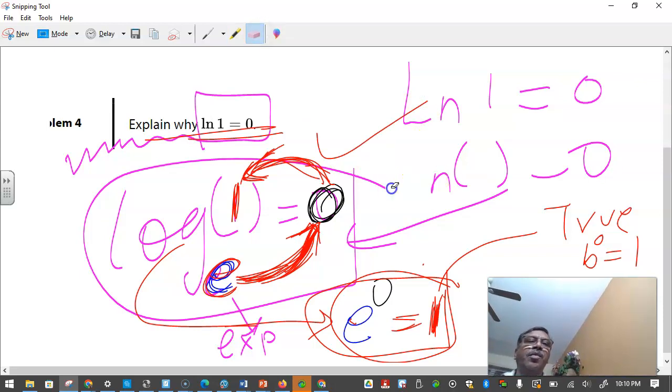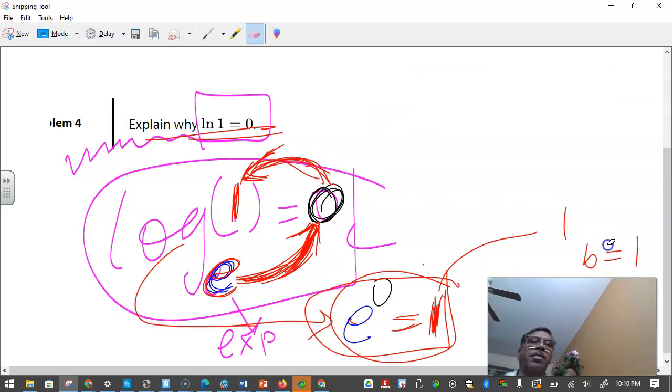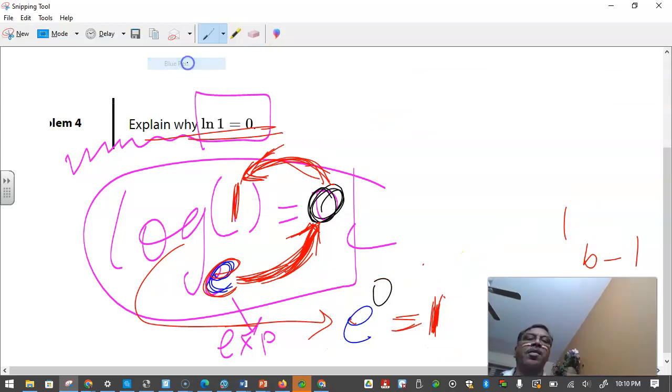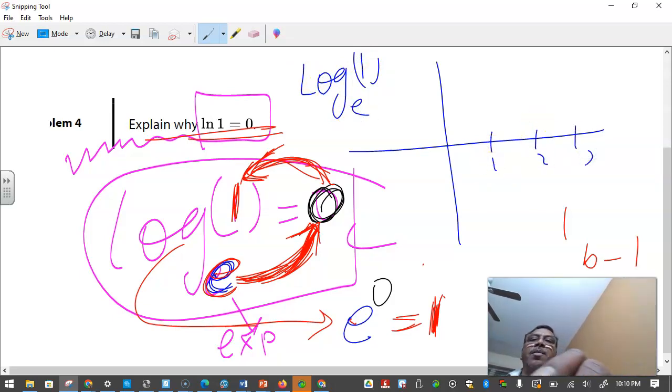One more thing I want to show is, if you want to graph the logarithm of 1 to the base e, this is 1, this is 2, and this is 3. It means at the point 1, it has to be like this. If the graph is like this, at 1 the value is 0.